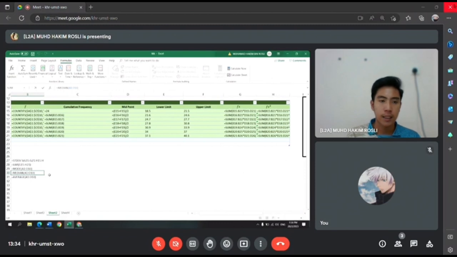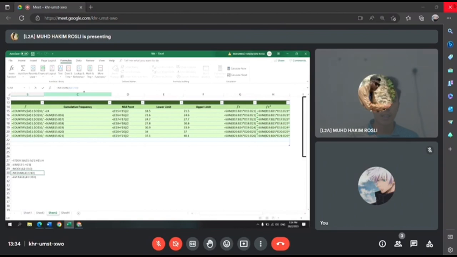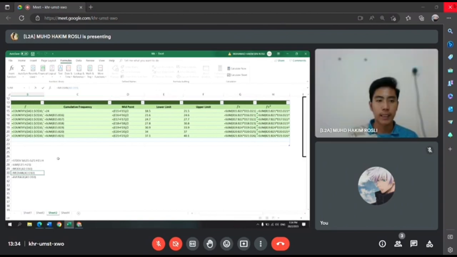Next, the median. How to find the median in Excel? First, you should write the new formula for median. After you write the formula, you press enter to get the new answer for median.